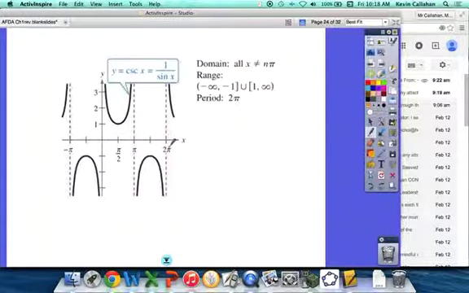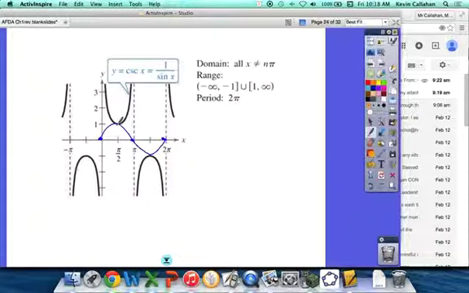Now, the period, if you notice, because it's based on the sine, and the sine had a period of 2 pi, so does the cosecant. Right? It's got one branch here, and it's got another branch here. That's all between 0 and 2 pi, and then it repeats itself. Remember, the sine is a wave that goes like this. So, of course, wherever the sine is 0, there's got to be an asymptote.